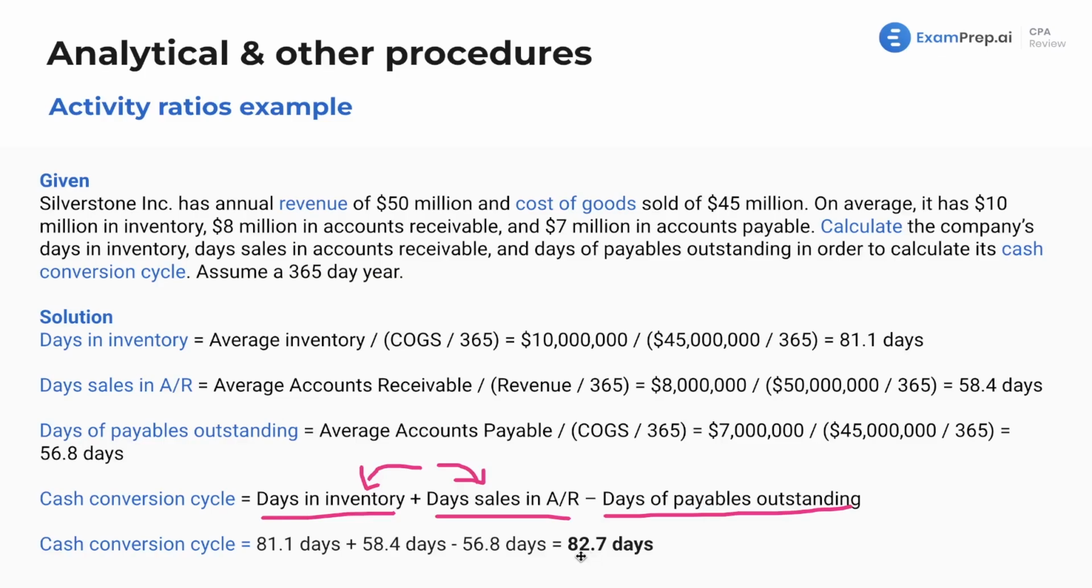Or if you expected it, right? We talk about analytical procedures. We expected this to be 60 days and now it's 82.7 days. Maybe that's a significant variance. I don't know. It would depend on your expectations as the auditor.